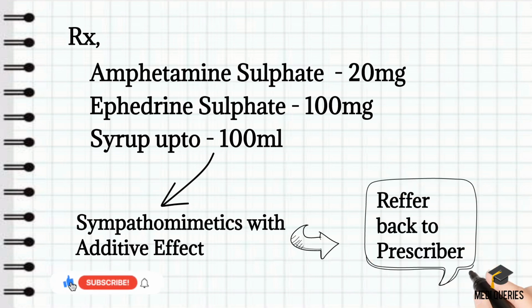When two drugs having opposite pharmacological actions are prescribed together, it is called an antagonism effect. An example for this is acetyl salicylic acid and probenecid. Acetyl salicylic acid and probenecid are used in the treatment of gout. However, the combination of these leads to neutralization. So refer back the prescription to the prescriber for necessary correction here also.